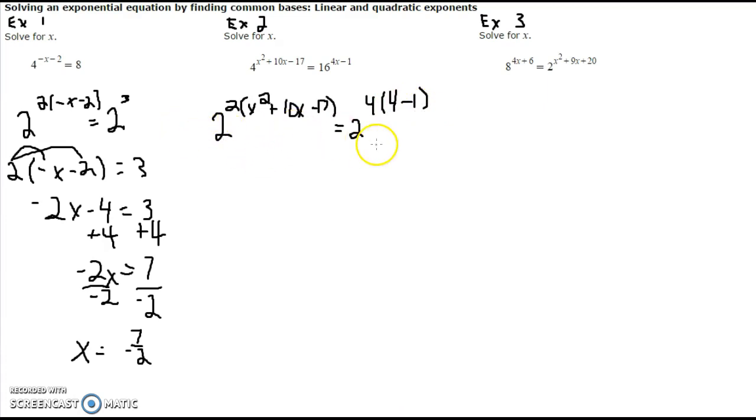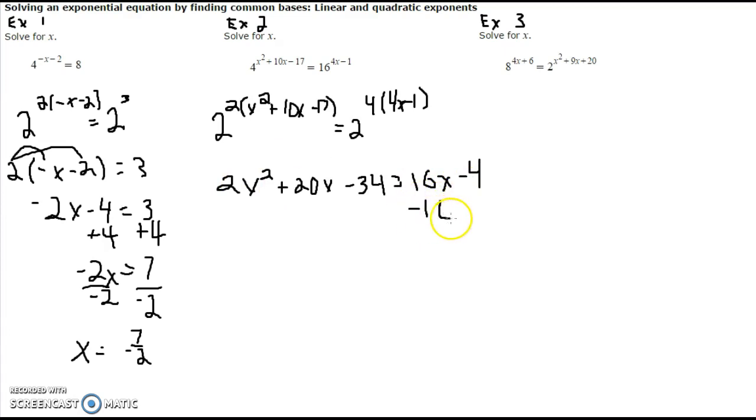So again, my bases are going to cancel, and I'm going to go ahead and distribute this 2. So I'll be left with 2x squared plus 20x minus 34 equals 4 times 4x is 16x. I'm sorry, there was supposed to be an x there. So 16x minus 4. I'm going to get everything on one side, so let's minus this 16x to the other side, and let's add the 4 to the other side. So plus 4 minus 16x.